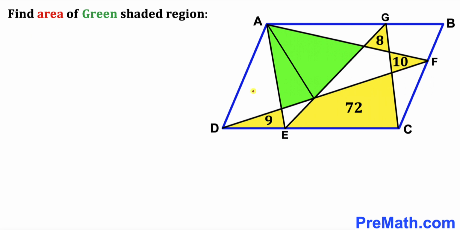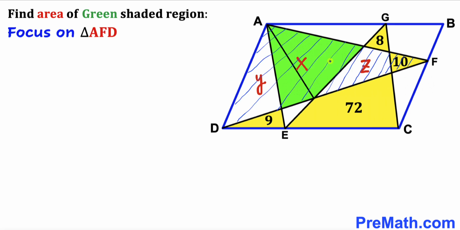And here's our next step. I'm going to label this green shaded area as X, the area of this white shaded region as Y, and finally the area of this white shaded region as Z. And now our task is to find the value of this region X. And now let's focus on this shaded triangle AFD. And now let's make an observation.